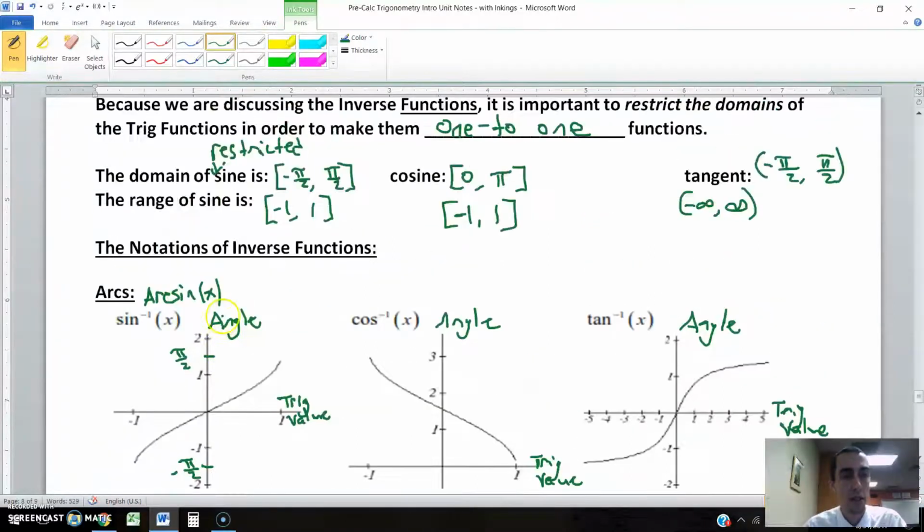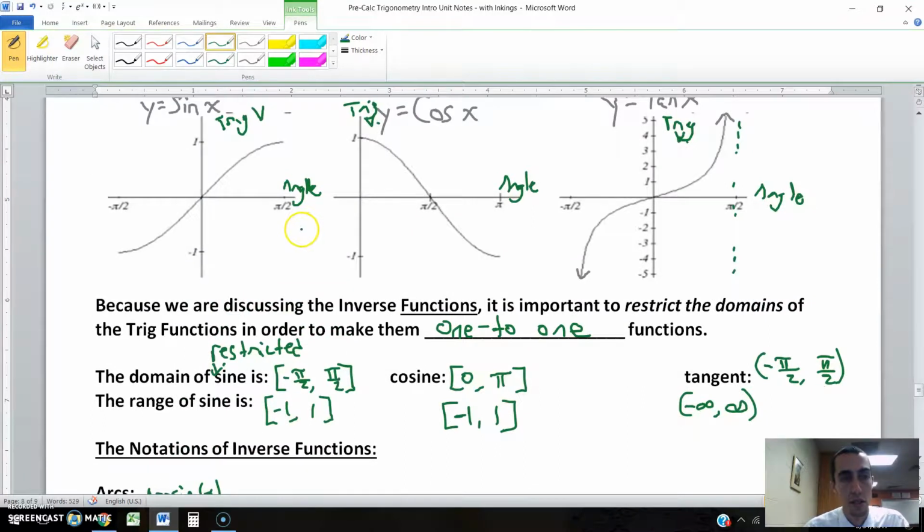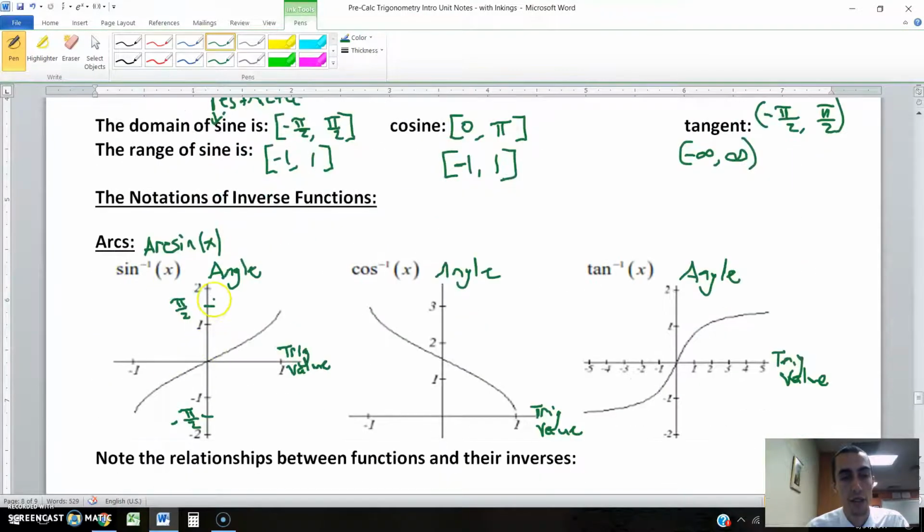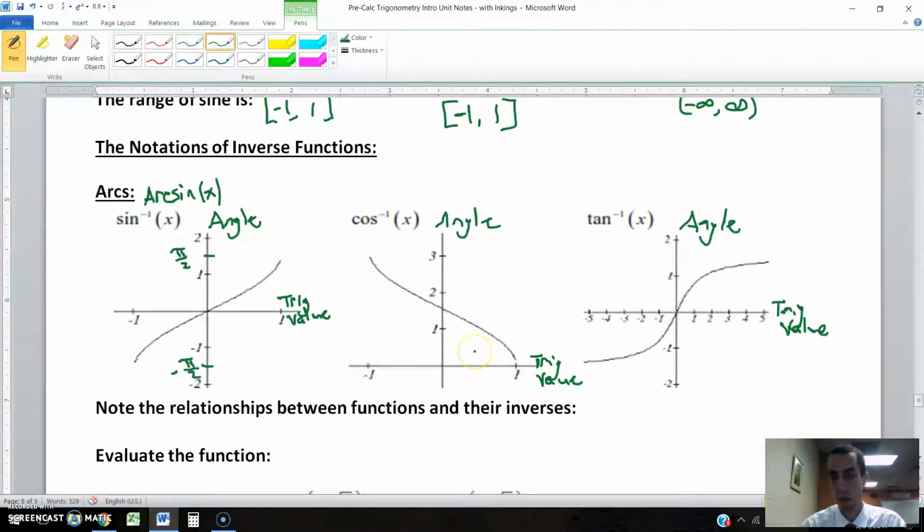Now compare that to the restricted sine graph. The angles run from pi over 2 to negative pi over 2 along the x, and for the inverse sine function, they run from pi over 2 to negative pi over 2 along the y-axis. And so the domain and the range are swapped. Same thing with the range and the domain between the regular function and the inverse function. And you see that for each of these as well.